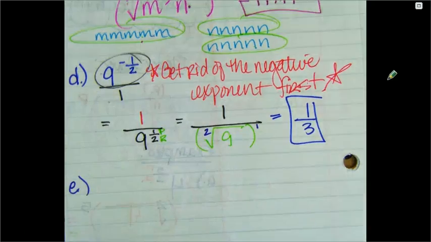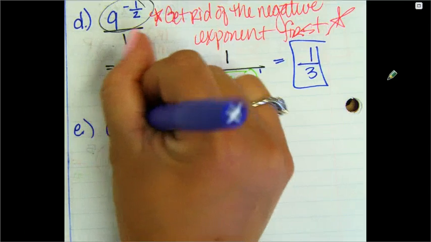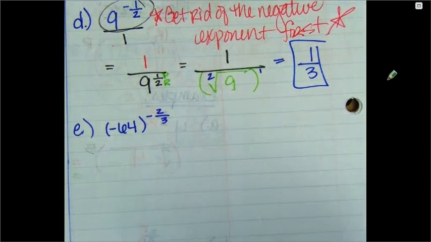We're going to do one more. Negative 64 to the negative 2/3 power.